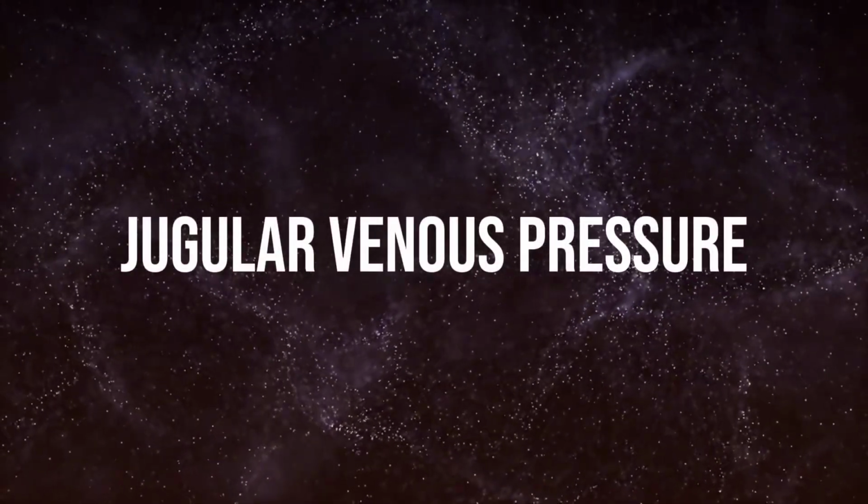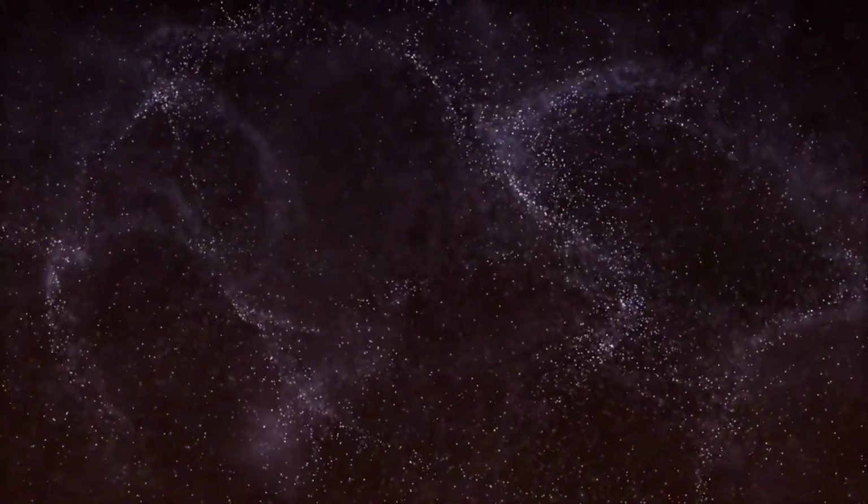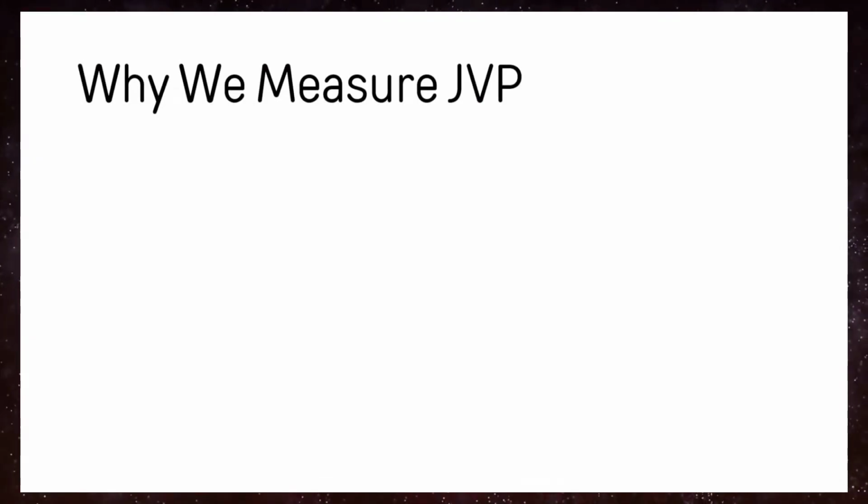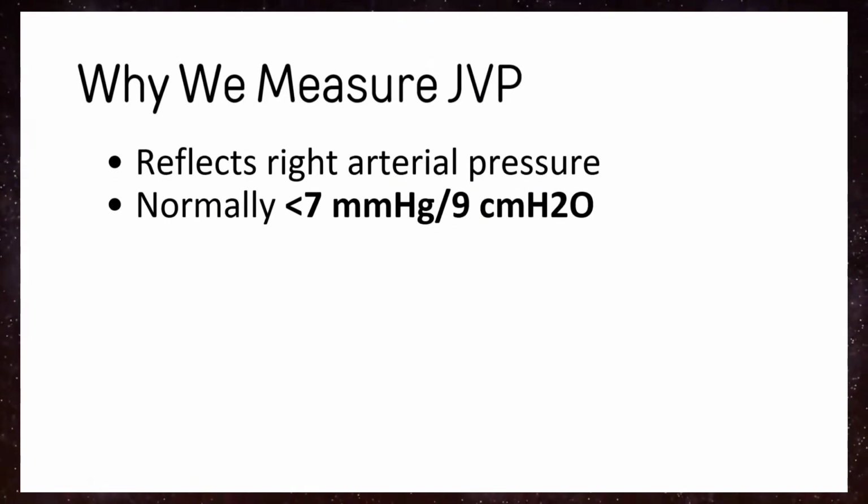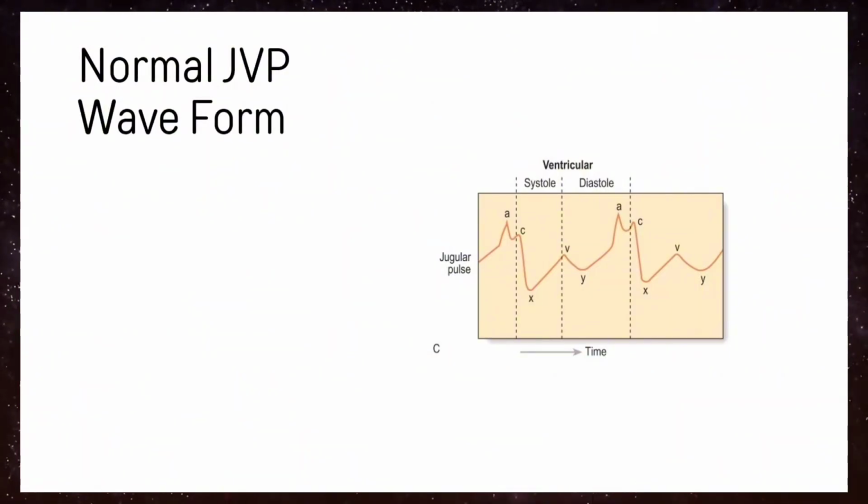Next, we will talk about measuring the jugular venous pressure. Jugular venous pressure, or JVP, reflects the right atrial pressure, which is normally less than 7 millimeters of mercury, or 9 centimeters of water. This is the normal JVP waveform. There are 3 waves and 2 descents.